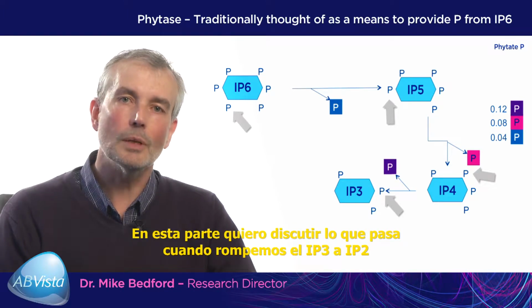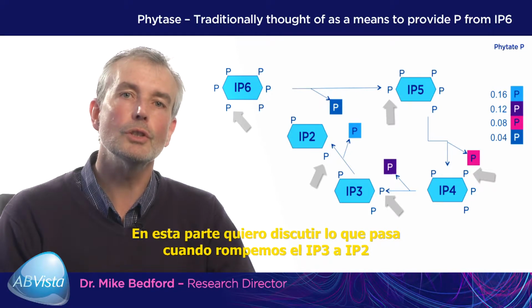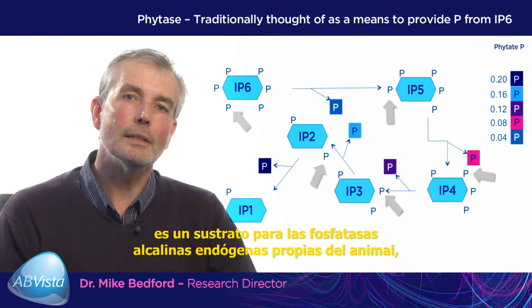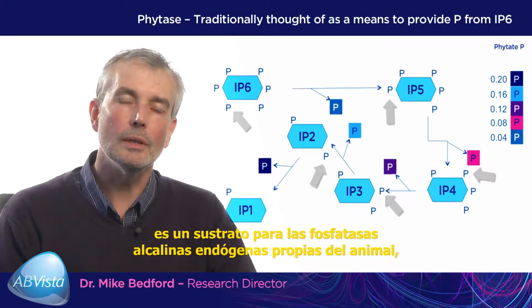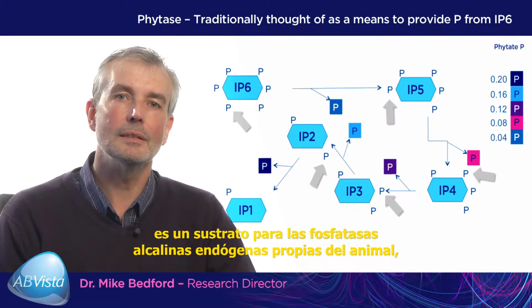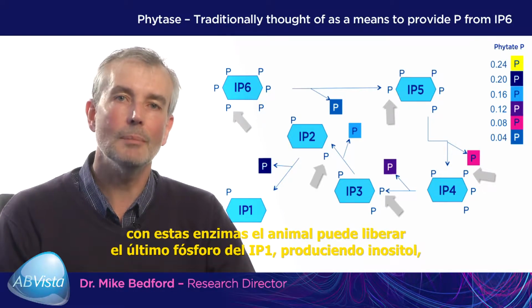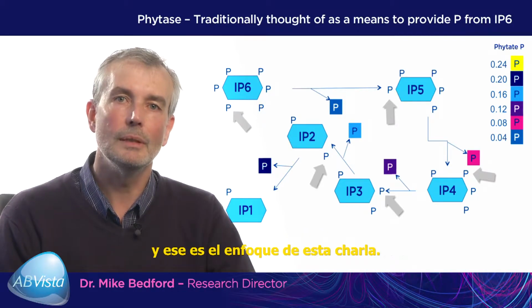In this part, what I want to discuss is what happens when we break down IP3 to IP2 and then IP2 to IP1, since IP1 is a substrate for the animal's own endogenous alkaline phosphatases. And with these enzymes, the animal can take off the last phosphorus from IP1, producing inositol. And that is the focus of this talk.